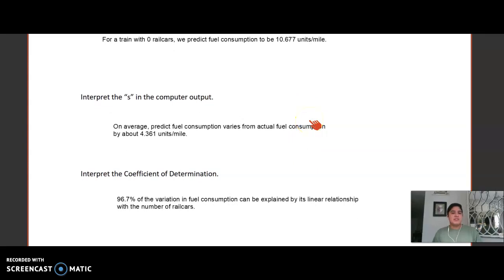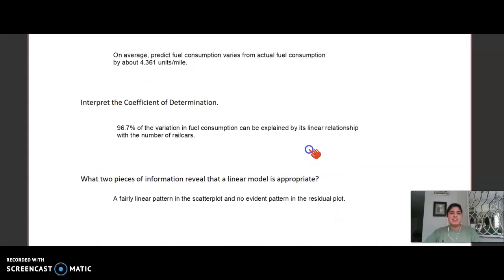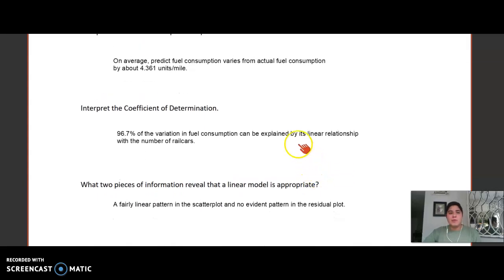The R squared was given to us as 96.7, meaning that 96.7% of the variation in fuel consumption can be explained by its linear relationship with the number of rail cars. And of course, what we learned back in lesson 2.4, what two pieces reveal that a linear model is appropriate? In a scatter plot, we want a pattern and we want random residuals. So we have a fairly linear pattern in the scatter plot and no evident pattern in the residual plot.